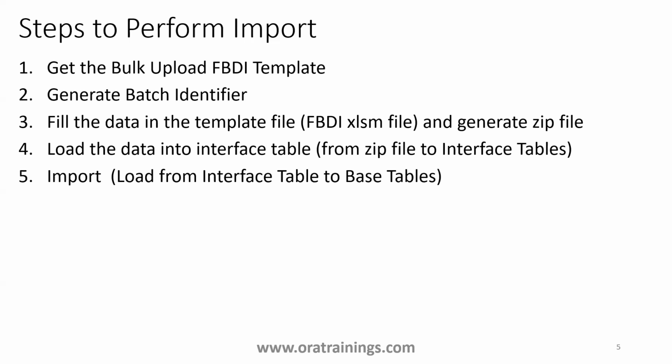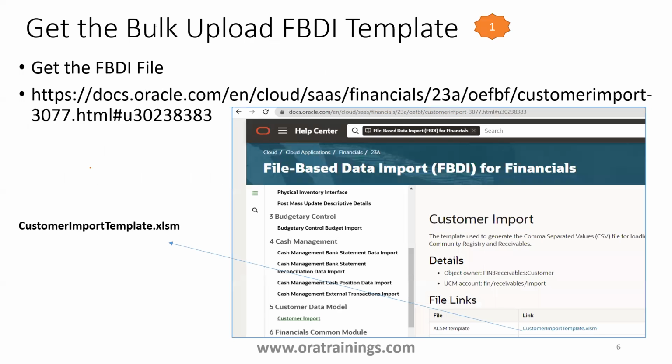The very important one is getting the right template. Based on the ERP version which you are using, you have to get the appropriate version, because for each ERP version there can be a slight change. So always make sure that, based on the ERP version, you get the appropriate FBDI template. And here is a screenshot for the 23A version. Once you go to this Oracle documentation link, it provides you the XLSM template, which is an Excel macro-enabled file, and which is a 19-sheet Excel file. Okay, this is step one.